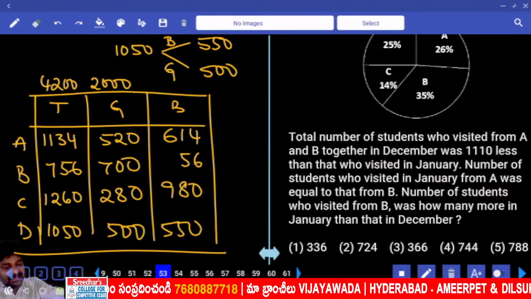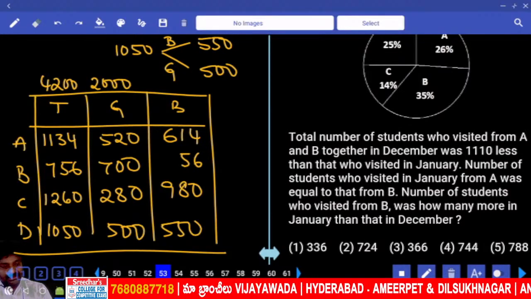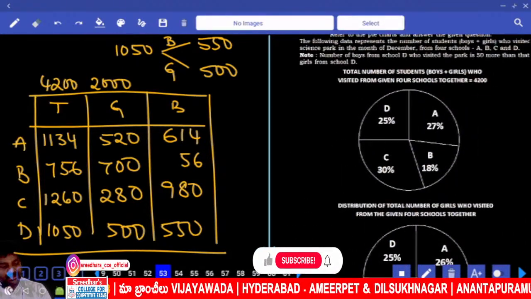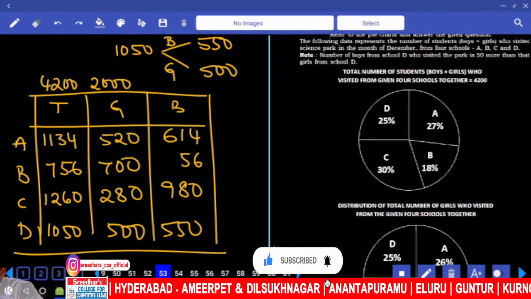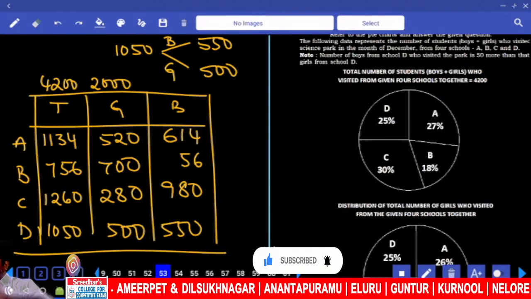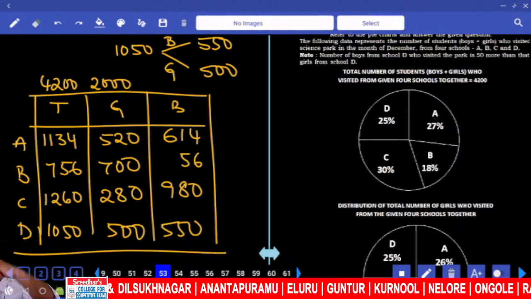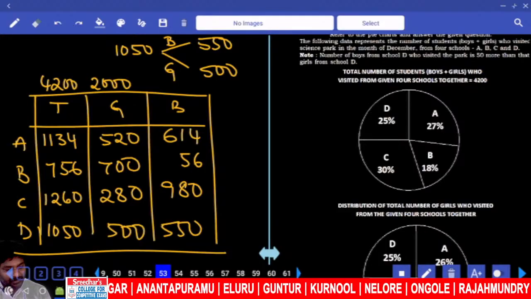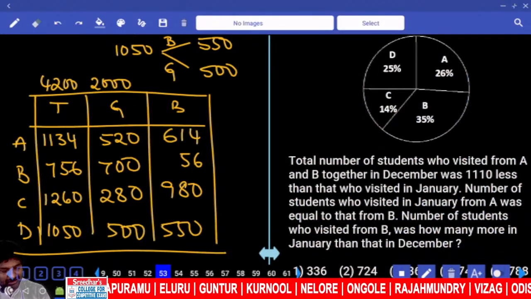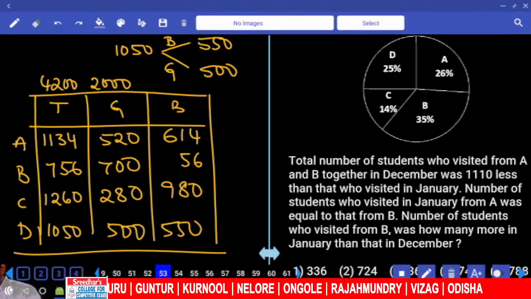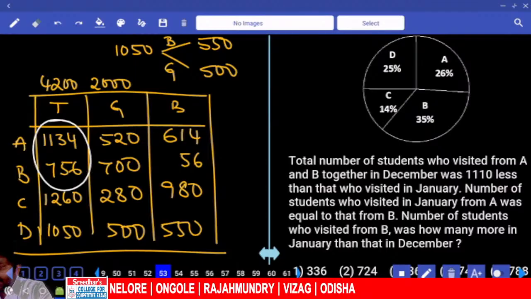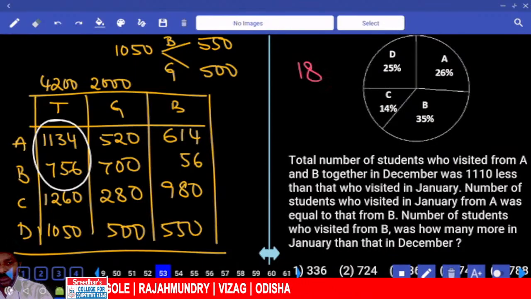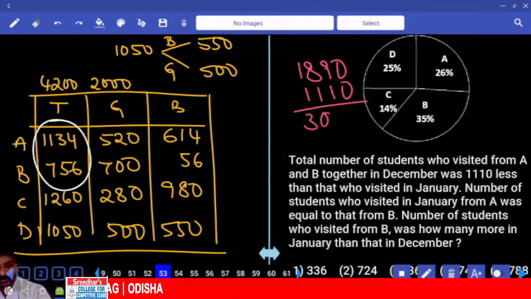Number of students who visited from school AB together in December was 1110 less than that who visited in January. Given data is for December. December value is 1110 less than January. Then January will be 1110 more than December only. That is about total number of students, correct? From A and B together, sum of these two numbers, 1890. To the number 1890, if you add 1110, that will become 3000.